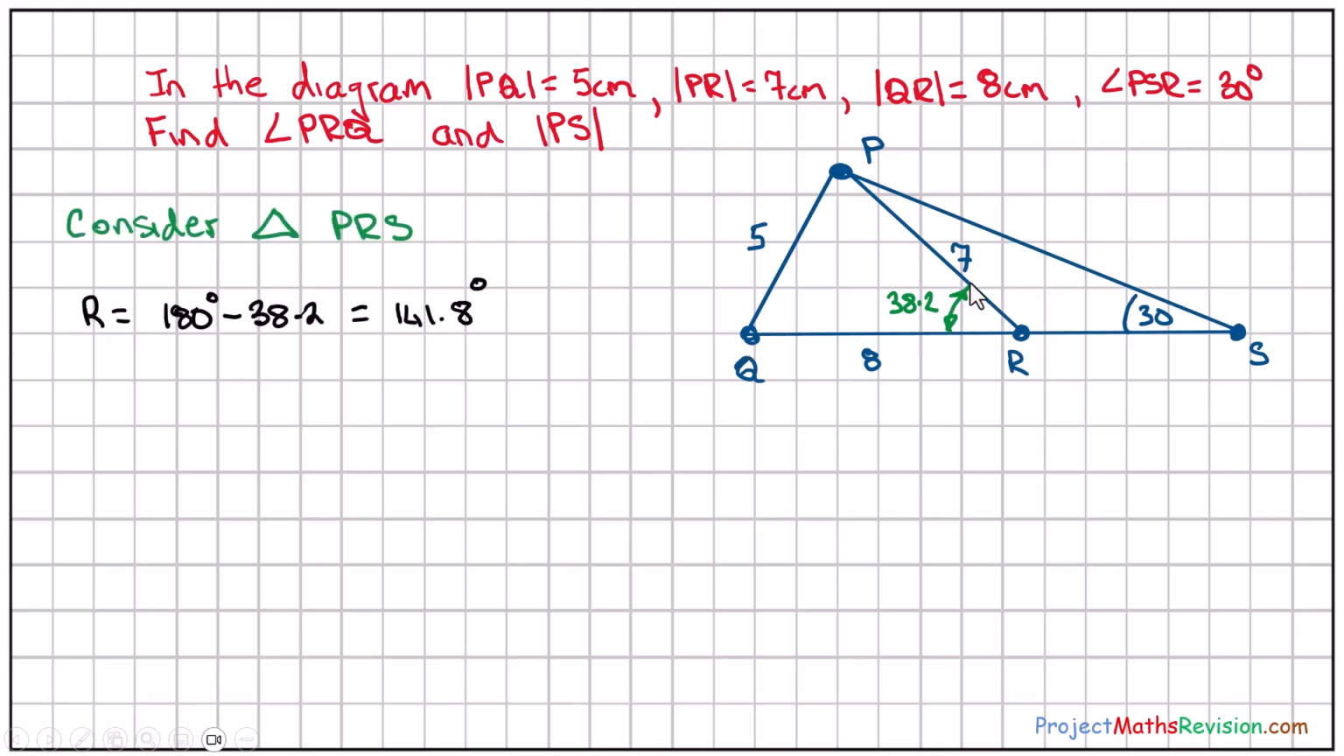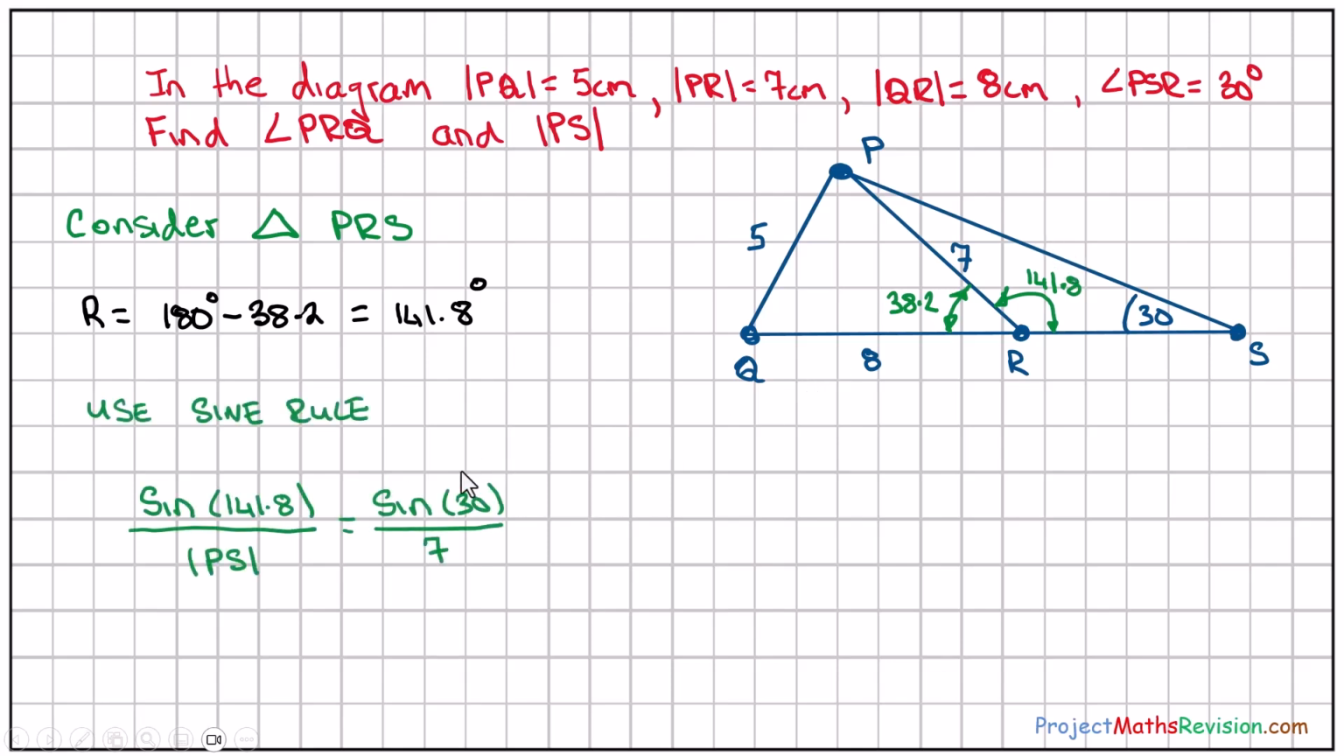So let's calculate the angle R here. It's going to be 180 minus 38.2, which is 141.8. So now we have this angle, with two angles in the triangle, so we could say sine of 30 over 7 equals sine of 141.8 over PS.